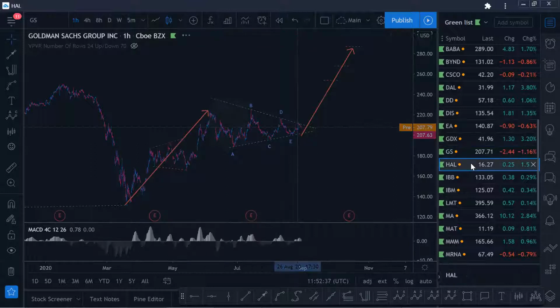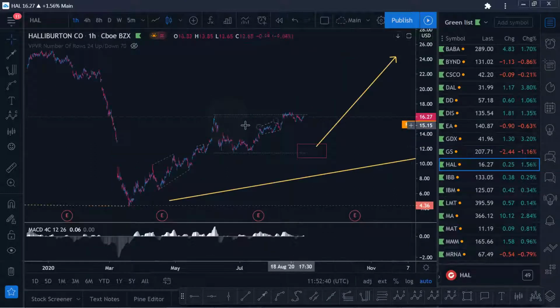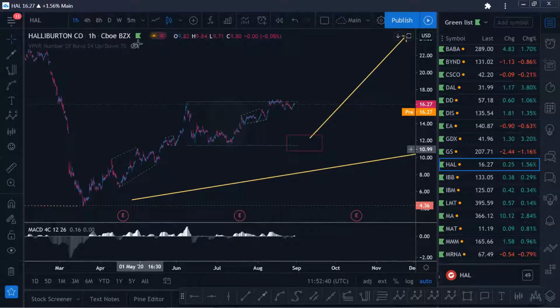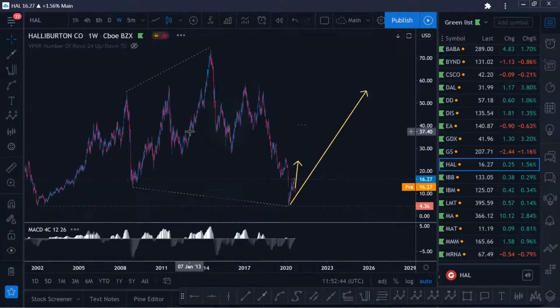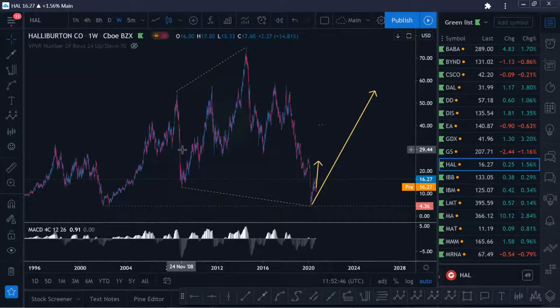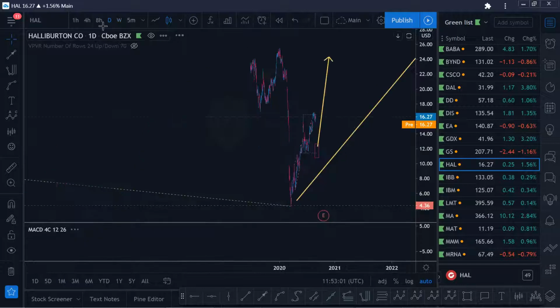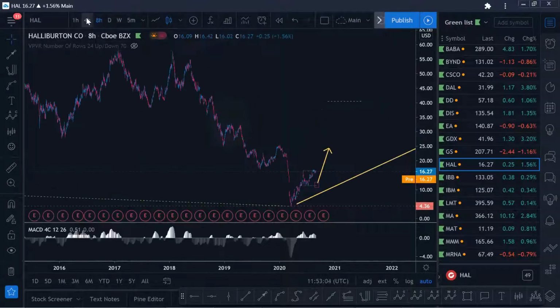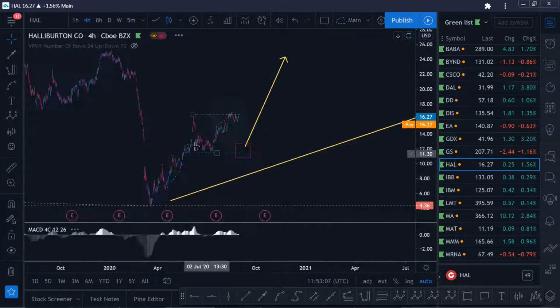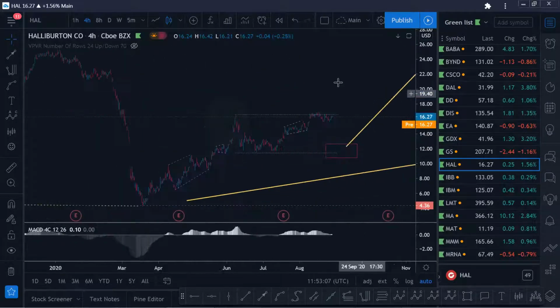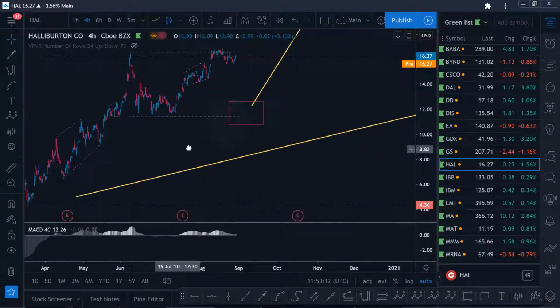Moving on to Halliburton, we remain in this little consolidation for continuation to the upside. Zooming out, you see we've had a really large expanding flat pattern, potentially an expanding triangle if you look at it, A, B, C, D, E. And now we want to break higher. It just looks to me like Halliburton and oil wants to break higher, following a little bit of consolidation.